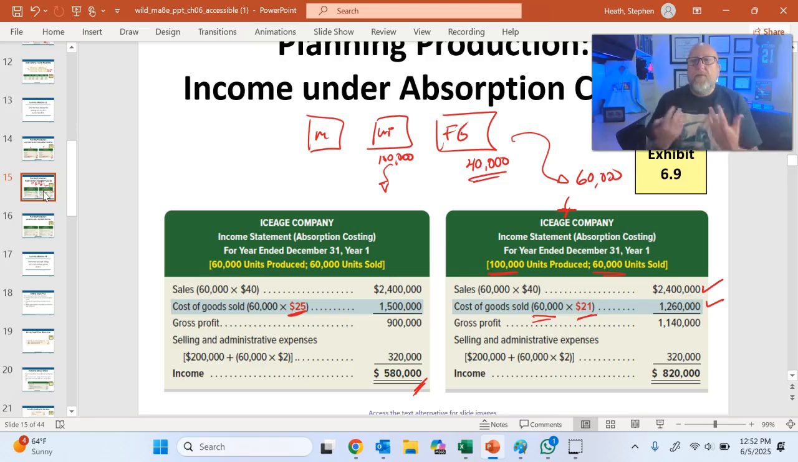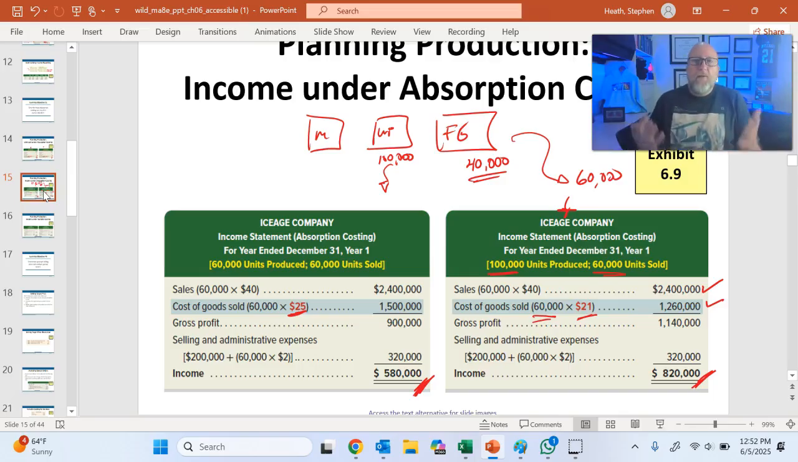And therefore, if I was a manager and I was getting a bonus, if I achieved some level of income, right? So if I get a bonus if my income is over 600,000, one way for me to manipulate my bonus and the income is I could say, hey, you know what? If I produce only what we need, I fall short of my goal and I'm not going to get a bonus. However, if I overproduce and I make the per unit cost less expensive, then I can generate more profit.